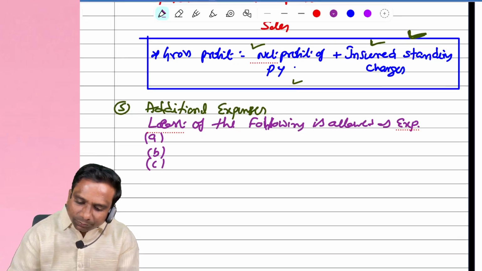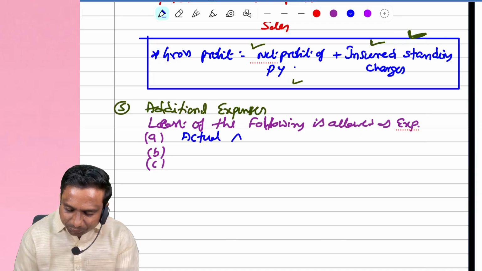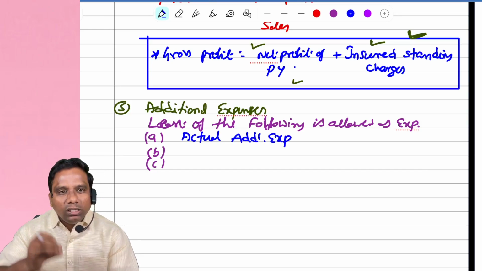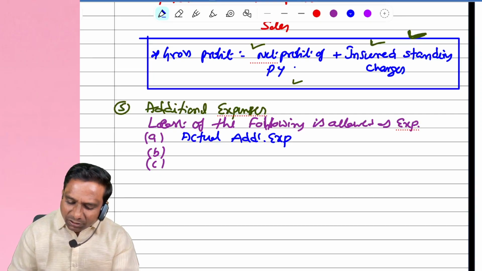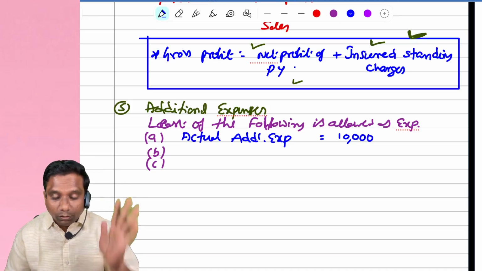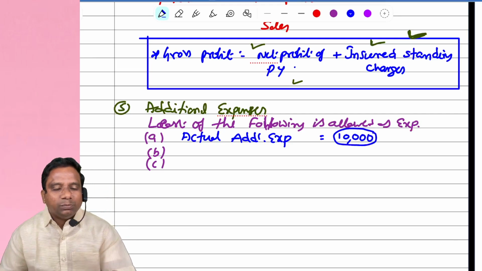First one is what, sir? Actual additional expenses. How much actual additional expenses you have incurred? Sir, I have incurred some 10,000, sir. For example, I am writing. Okay, very good. You have incurred 10,000 rupees expense now.